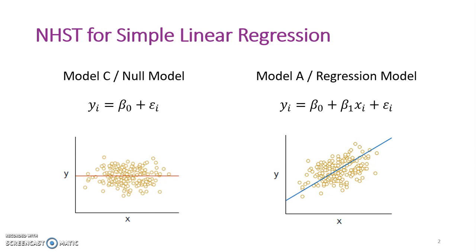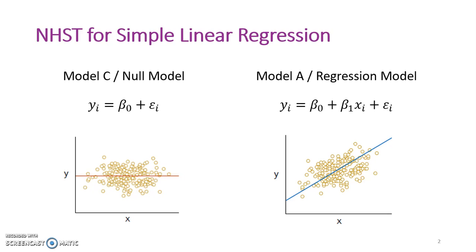So to start, for thinking about null hypothesis significance testing for simple linear regression, we are comparing two models, the way that we've talked about in the prior data analysis framework. So we're going to have the compact model, or the null model, and we're going to have an augmented model, or the regression model. These plots show you the relation that we would expect between x and y for the null model and the regression model.